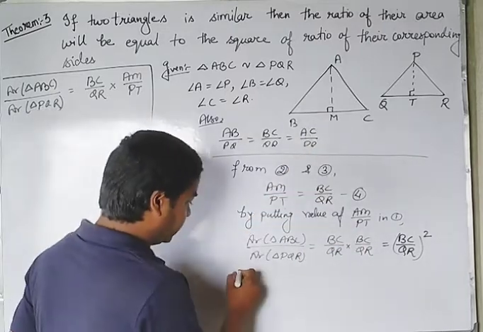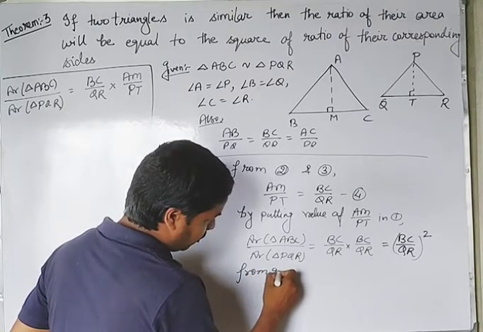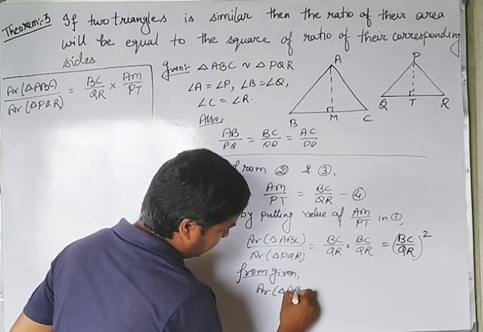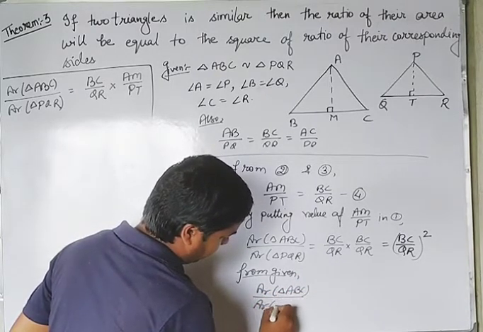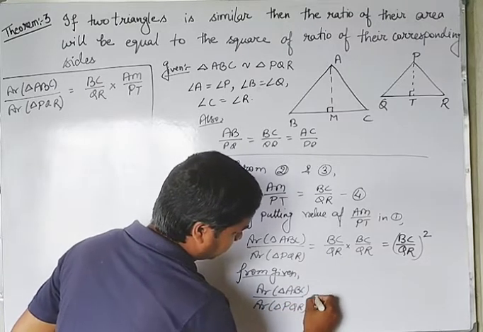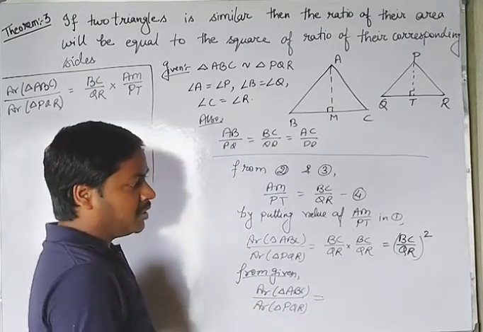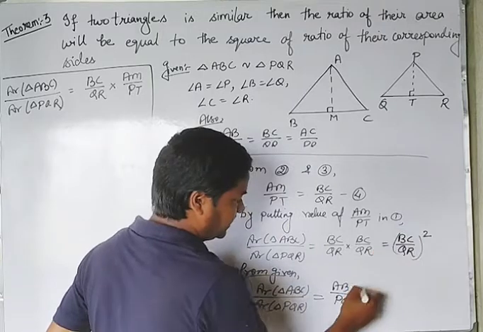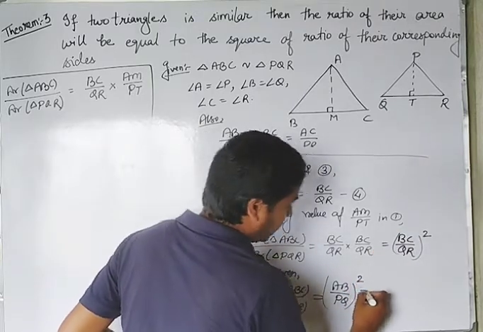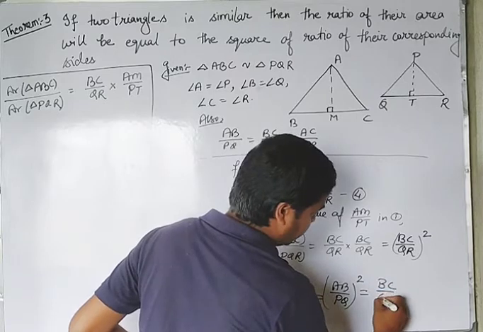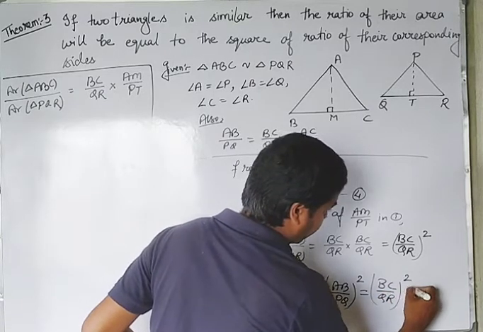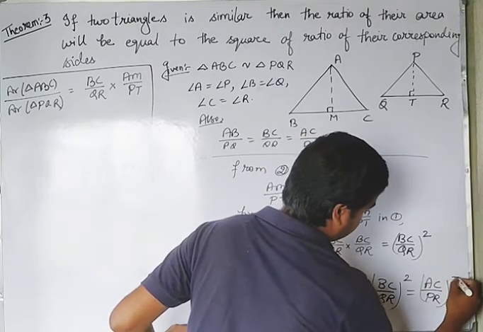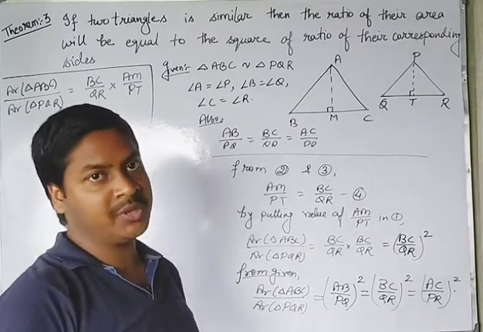So, from given, we can write area of triangle ABC by area of triangle PQR is equal to, in place of BC by QR, AB by PQ, and hence its square. It will also be equal to BC by QR whole square and it is also equal to AC by PR whole square. Hence our theorem is proved.